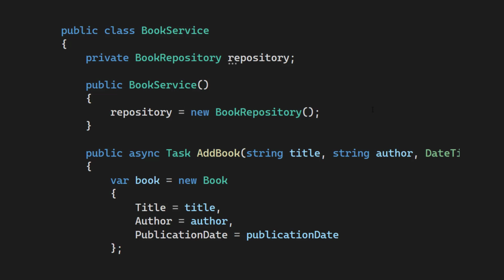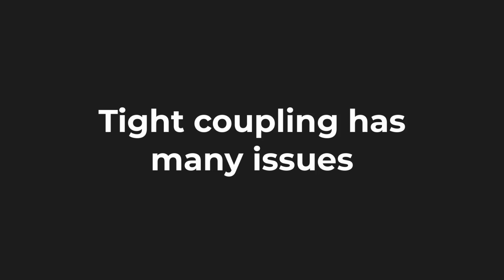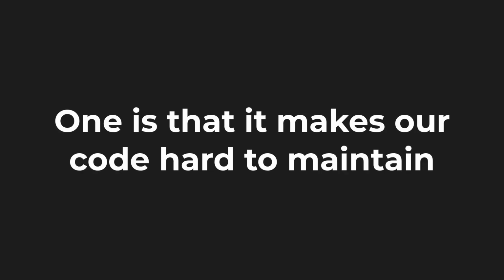This compile time dependency makes the book service class heavily dependent on the book repository class, or we say the book service class is tightly coupled to the book repository class. Now, tight coupling has many issues. One is that it makes the code hard to maintain.